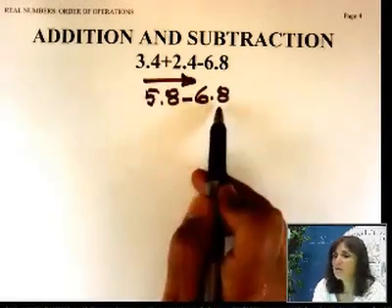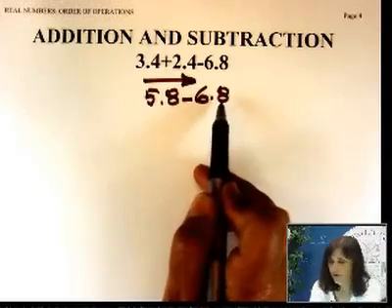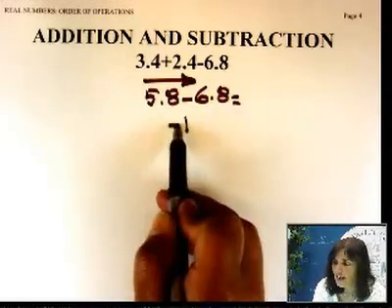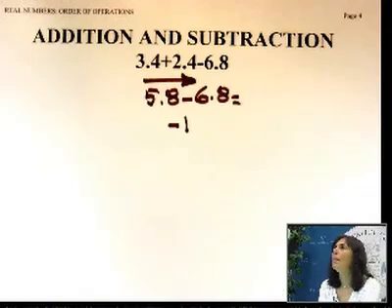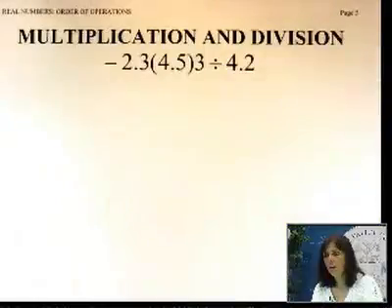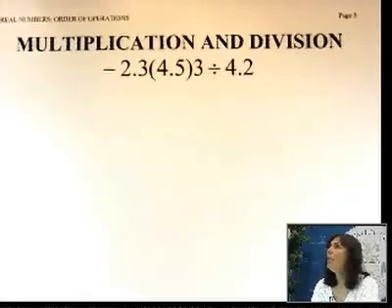Now I'm supposed to subtract 6.8 from 5.8. Take the difference. The difference is 1, and that's a negative because that one is a bigger number. How about a little bit more?